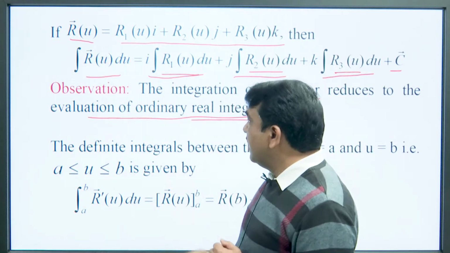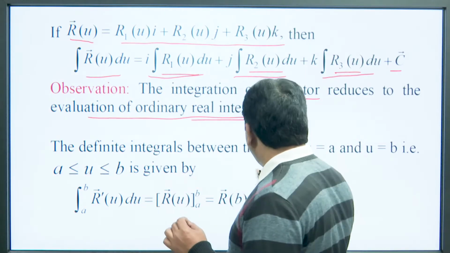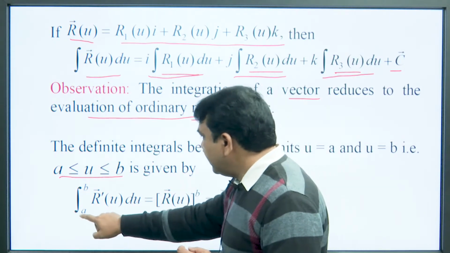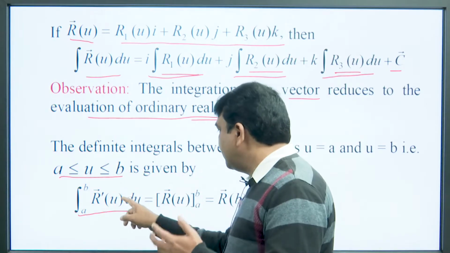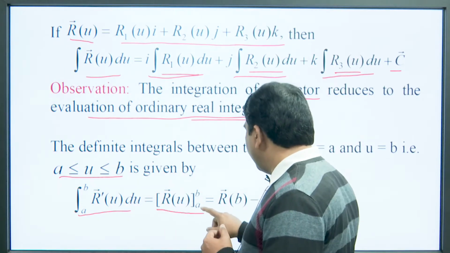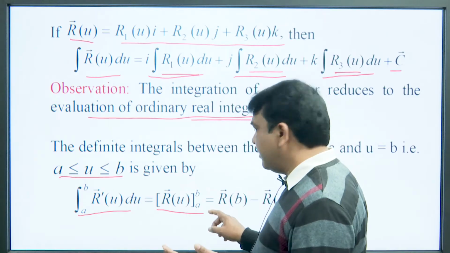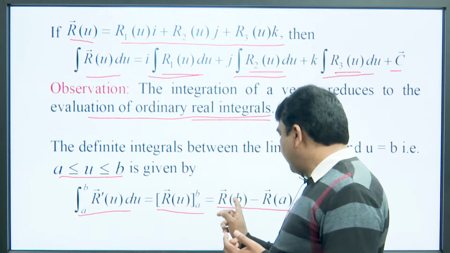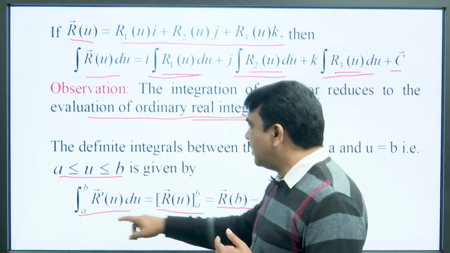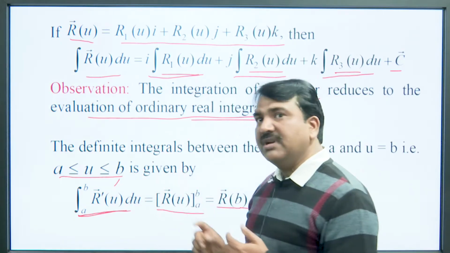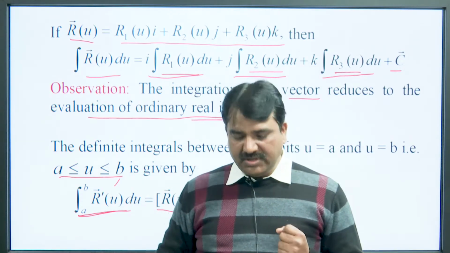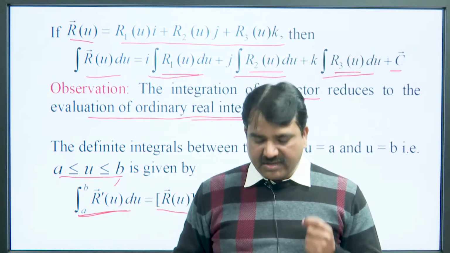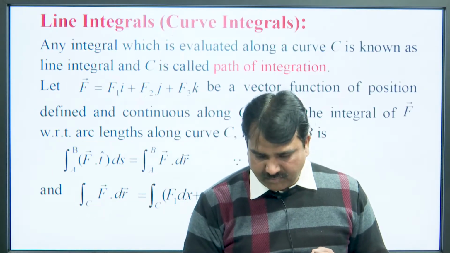Now, if the variable u is defined between a and b, then the integral from a to b of r dash u du becomes r u from a to b, whose value can be found by putting the upper limit and lower limit. Its value will be r b minus r a, and this is called the definite integral of the vector point function r of a scalar variable u. In this way we define the vector integration of any vector function of a scalar variable u.